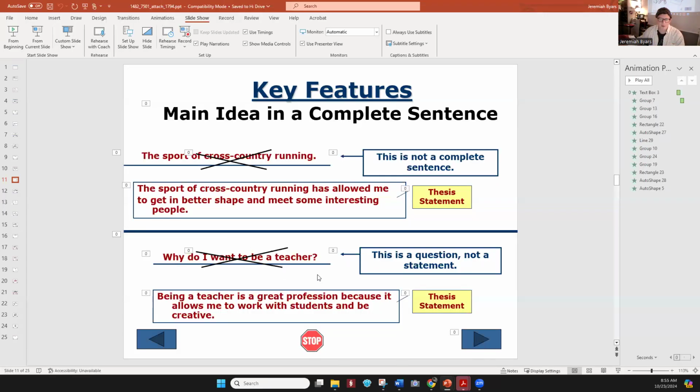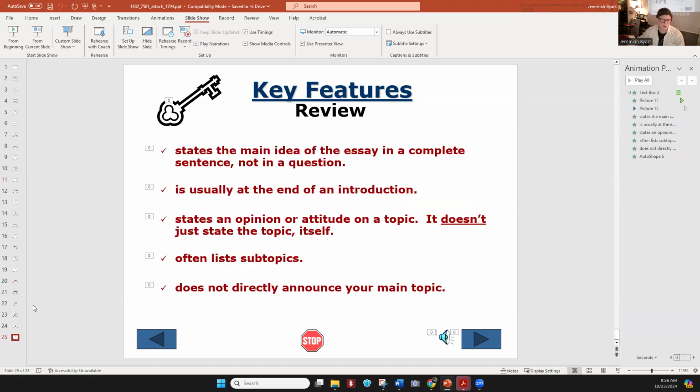All right. That'll help you to understand the differences between what is a thesis statement and what is not. Like this, the sport of cross-country running. It's not even a complete sentence. The sport of cross-country running has allowed me to get in better shape and meet some interesting people. Okay, there you go. Why do I want to be a teacher? That's not a statement. Okay. All right. There's 25 total slides.